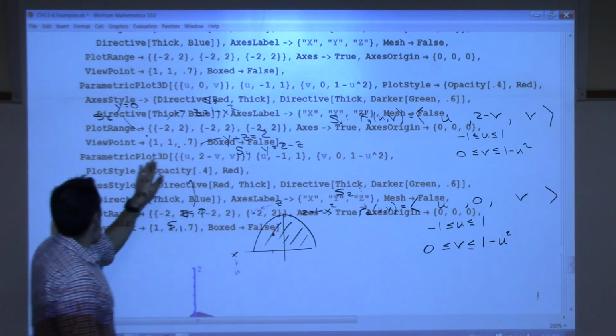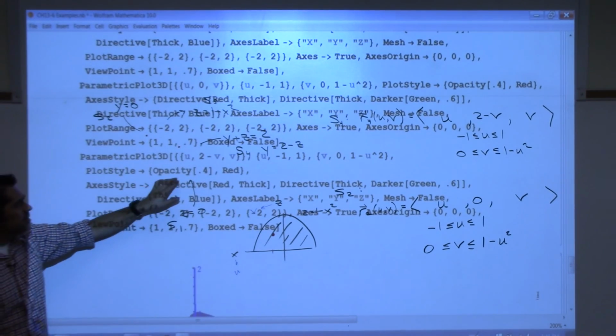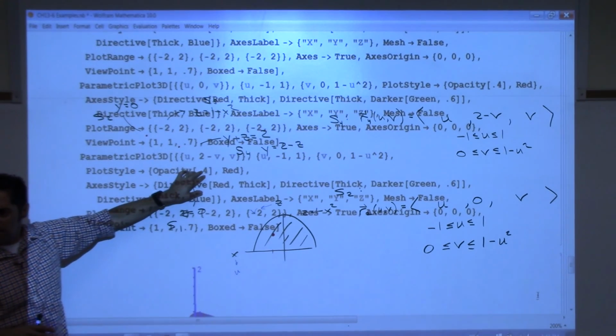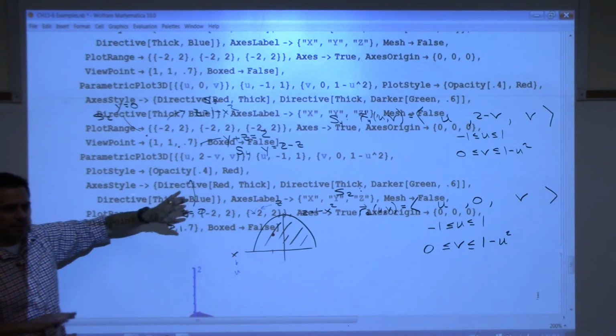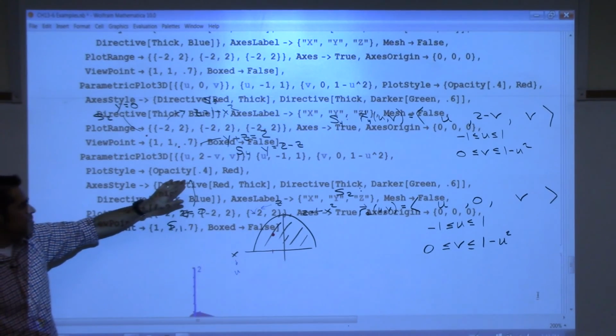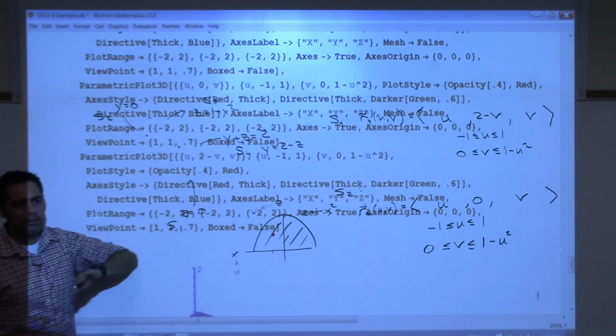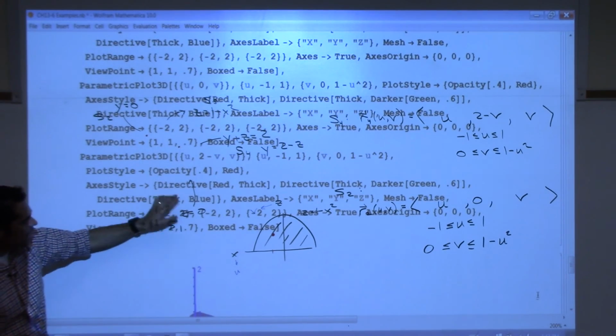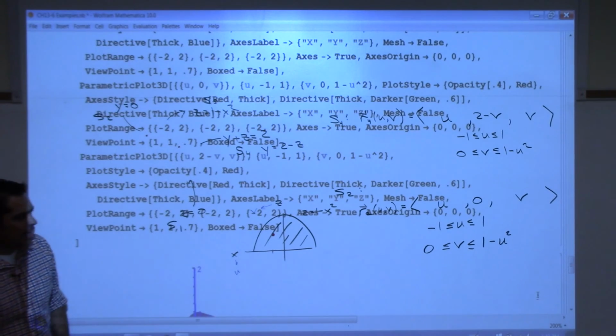And then I tell it to plot it so that it's somewhat see-through. Opacity 0.4 means that it's transparent. Opacity 1 means it's not transparent. Opacity 0 means you don't even see it, you just see the boundary of it. And then make it red. And then I tell it how to draw the axes and how to label them.